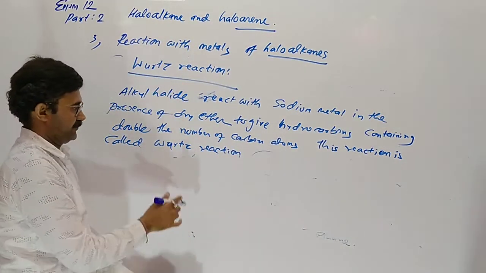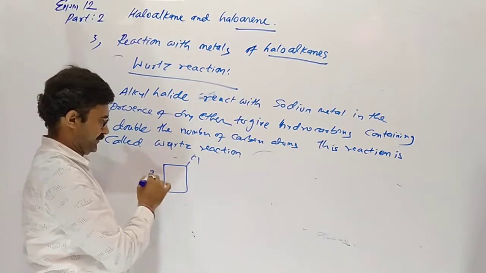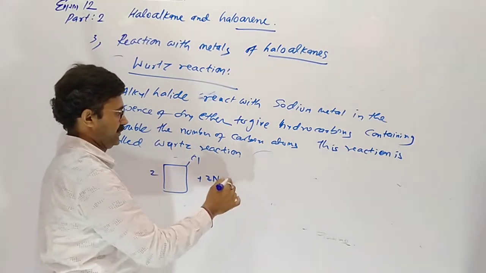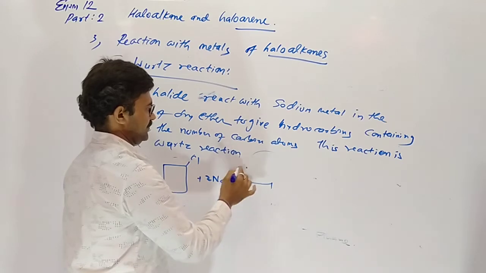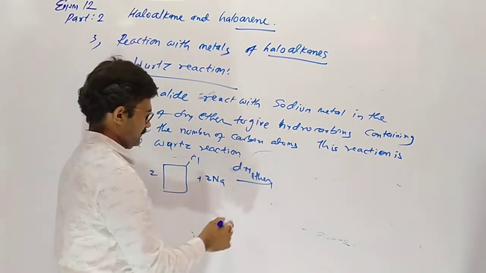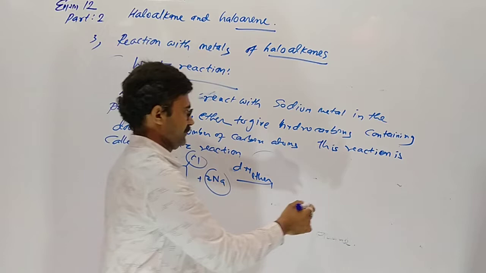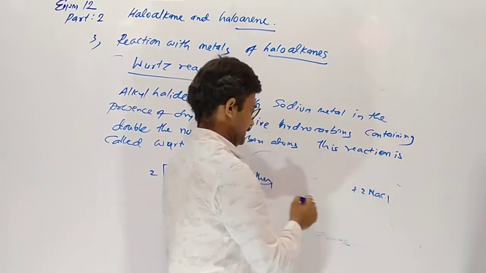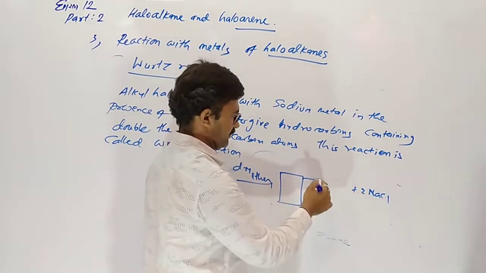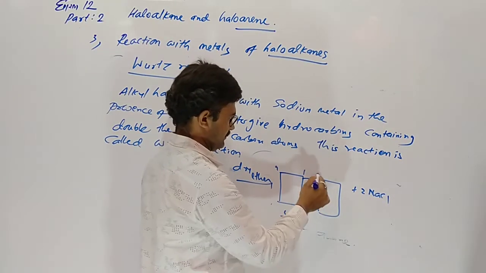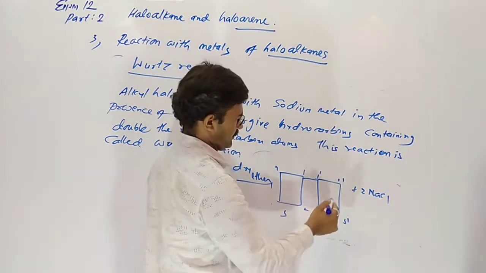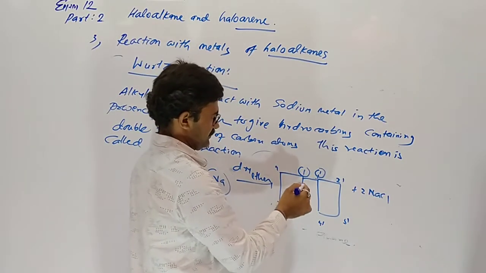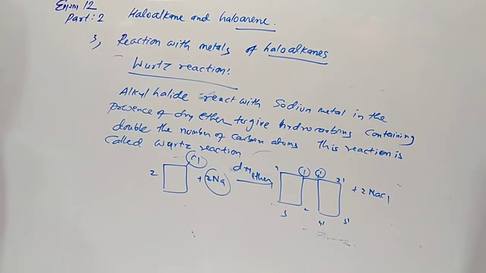Suppose chlorocyclobutane is given. We are reacting it with 2 moles of sodium and dry ether. 2 sodium with 2 chlorine gives 2 NaCl. 2 cyclobutane groups combine with each other, so bicyclobutane. So in the molecule, the number of carbons you can see is doubled. That is called Wurtz's reaction.